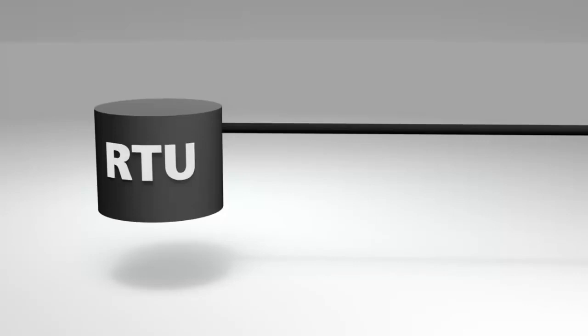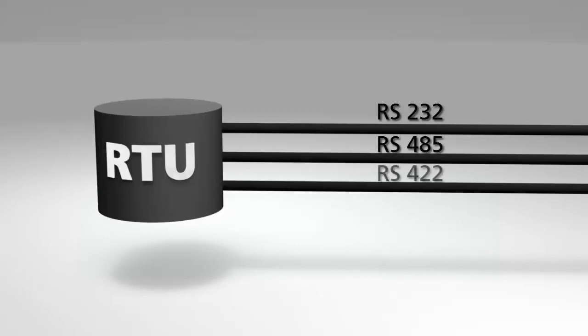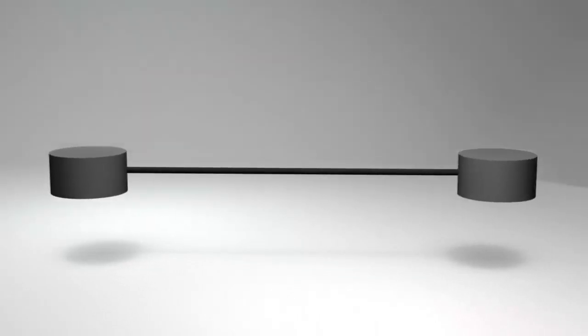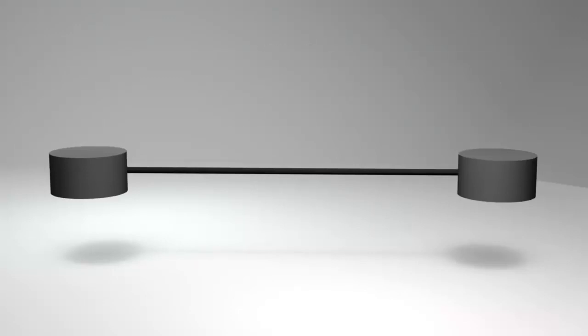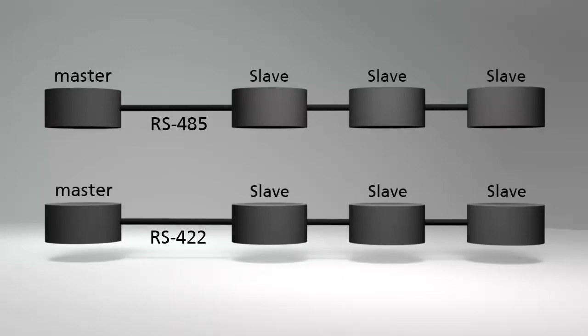Modbus RTU devices typically use one of three electrical interfaces: RS232, RS485, and RS422. RS232 is a simple point-to-point arrangement. If you only need to connect one device to another, and the distance between the two devices is less than 50 feet or 15 meters, then RS232 will do the job. To connect more than two devices on the same line, and/or have a distance of greater than 50 feet, you should use RS485 or RS422.